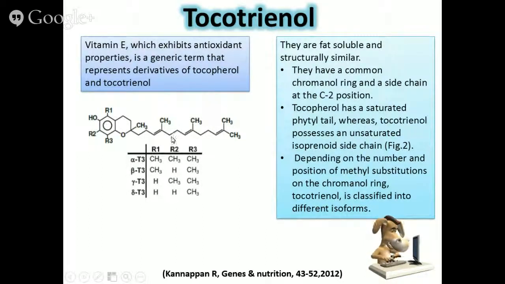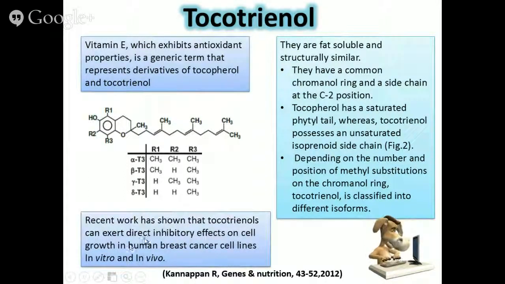Tocopherol has a saturated phytyl tail, and that's why it's probably not active when breast cancer cells are treated with it, whereas tocotrienol possesses an unsaturated isoprenoid side chain. Depending on the number and position of methyl substituents on the chromanol ring, tocotrienol is classified into different isomers: alpha, beta, gamma, delta.